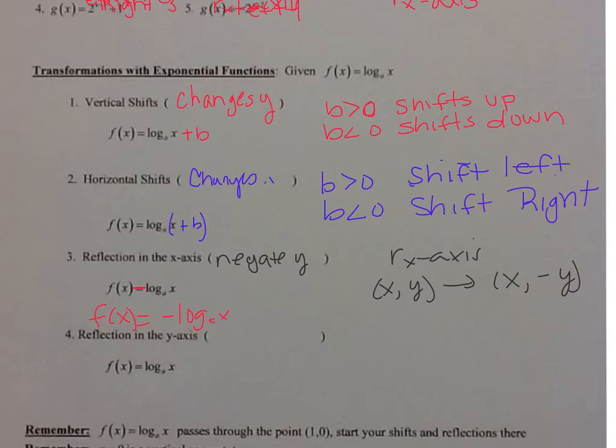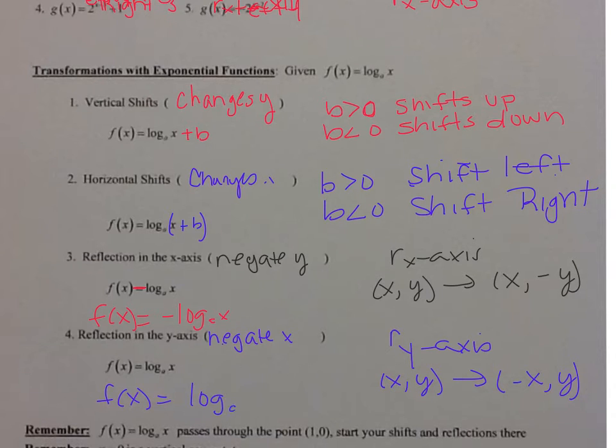And the last one, reflection over the y-axis, that negates x. So remember the rule for reflection over the y-axis: x, y becomes negative x comma y. So it changes x to its opposite. So it would be f of x is equal to log base a of negative x.